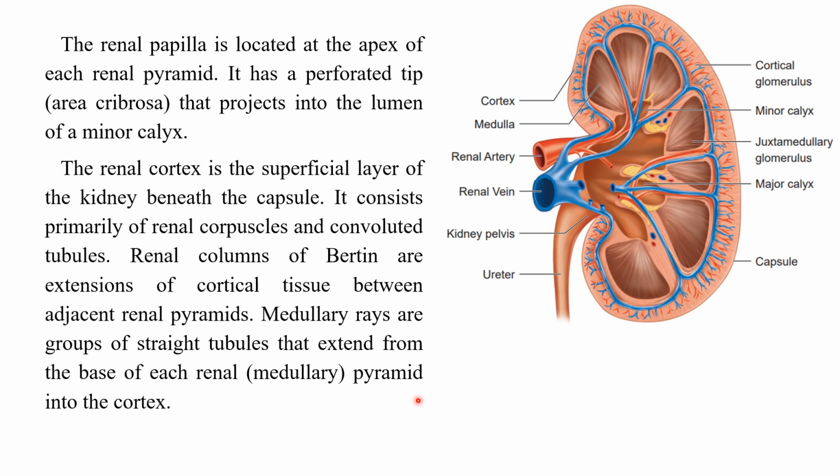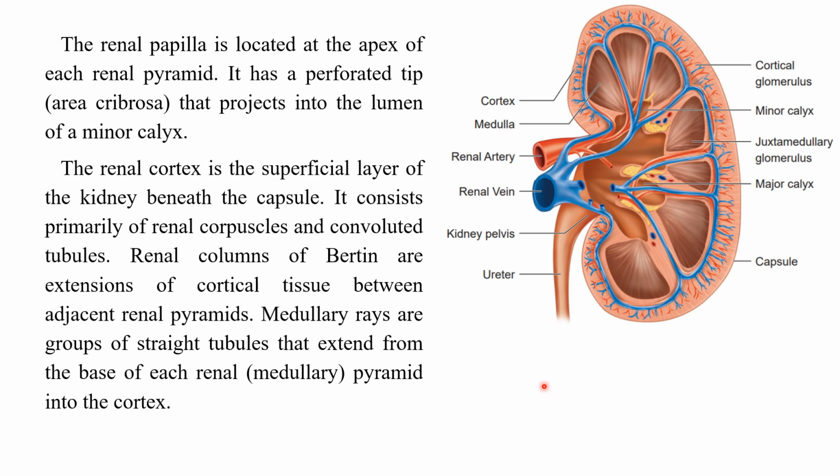The renal papilla is located at the apex of each renal pyramid. It has a perforated tip, the area cribrosa, that projects into the lumen of the minor calyx. The renal cortex is the superficial layer of the kidney beneath the capsule. It consists primarily of the renal corpuscles and convoluted tubules.